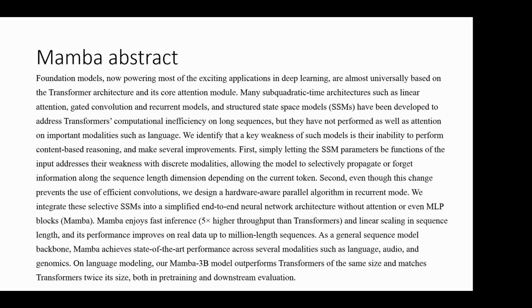On language modeling, our Mamba 3 billion model outperforms transformers of the same size and matches transformers twice its size, both in pre-training and downstream evaluation. So that's not quite to the point of what we call a large language model, LLM, right? Those tend to start around 7 billion, but you're just on the verge of that. And they were able to match performance of a transformer trained from scratch on the same data as Mamba, using the best recipes we know how to train transformers. So that's very impressive.